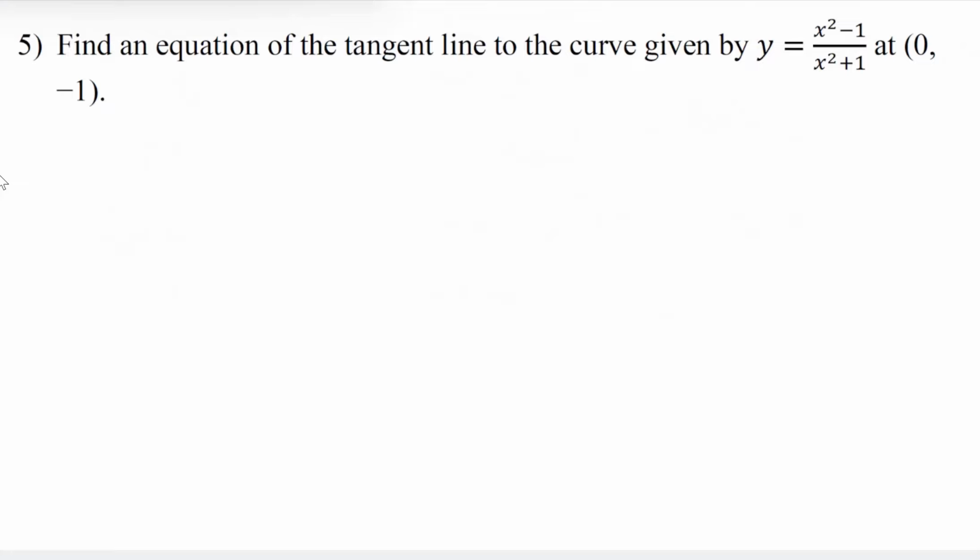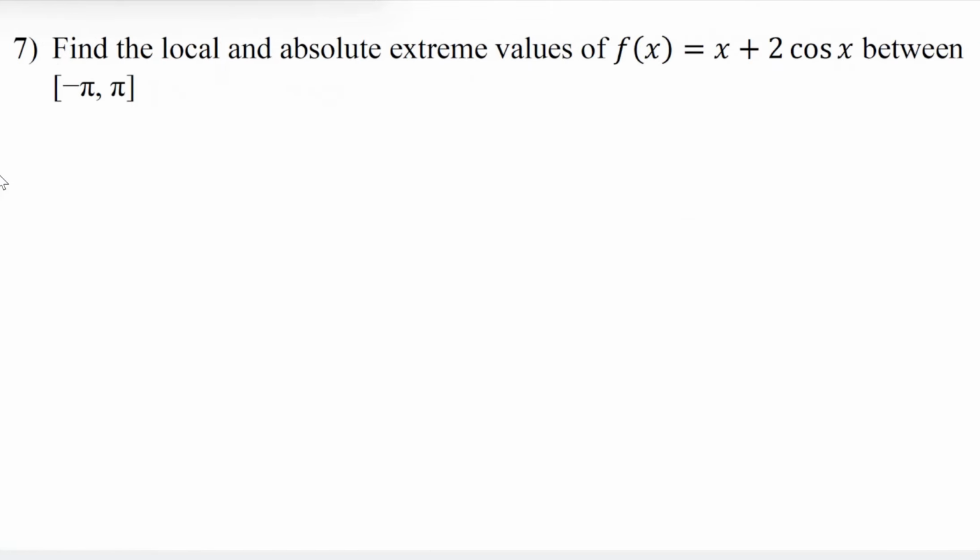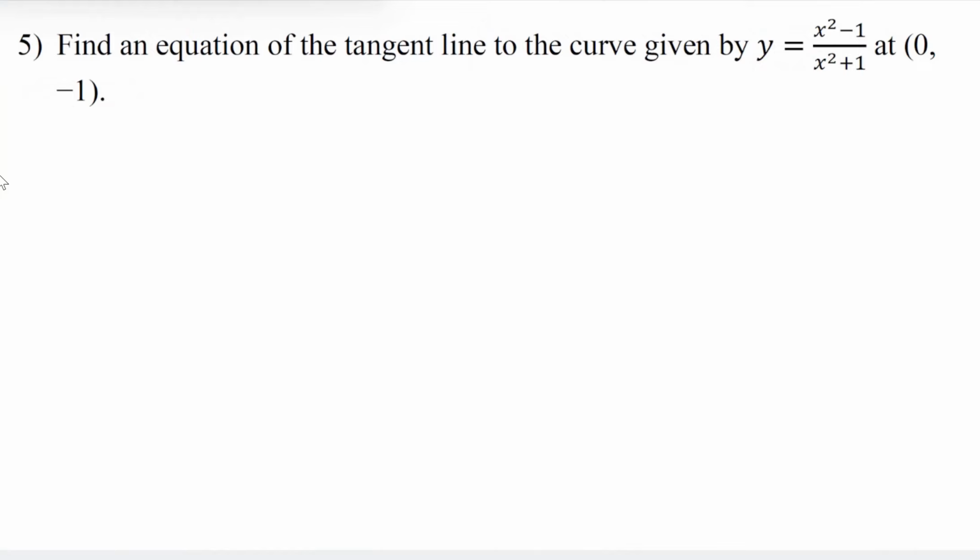All right. The next two questions are finding tangent lines. So we have to find the derivative, get that as a slope, and then plug back in to find my tangent line. Okay. So first thing we have to do is find the derivative.